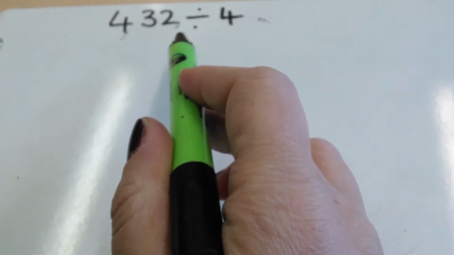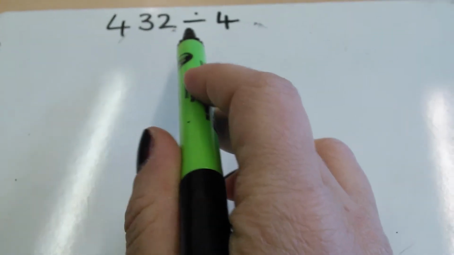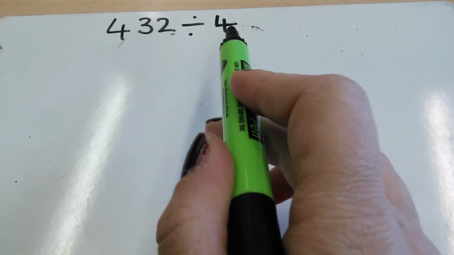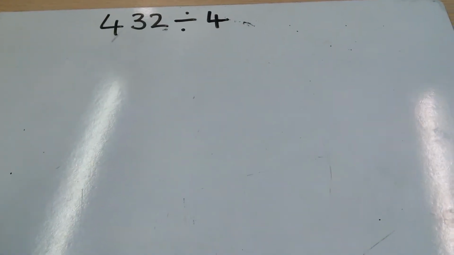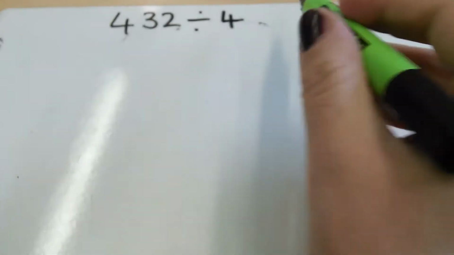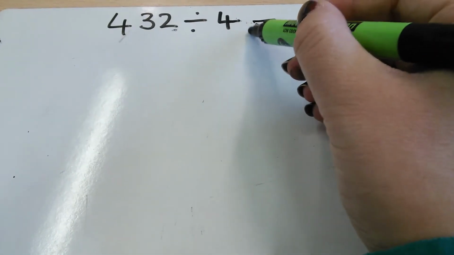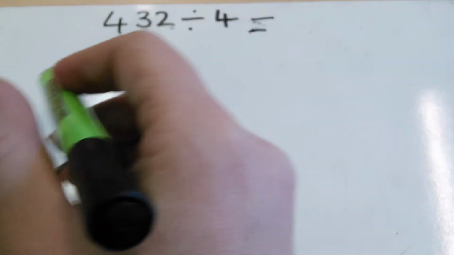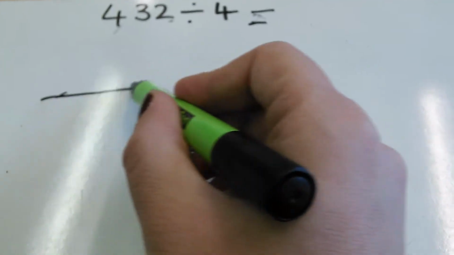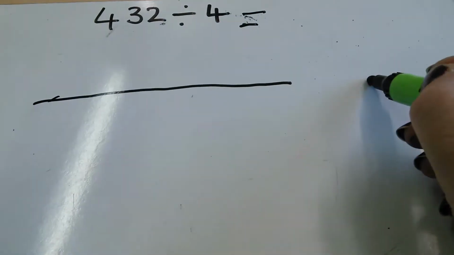Hello! We are going to be using the number line method to work out division problems such as 432 divided by 4. So we're going to try and see how many 4s go into 432. Now the first step is to write your number sentence. Well, we've got that there, ready and waiting. The next step is to draw your number line with a ruler.